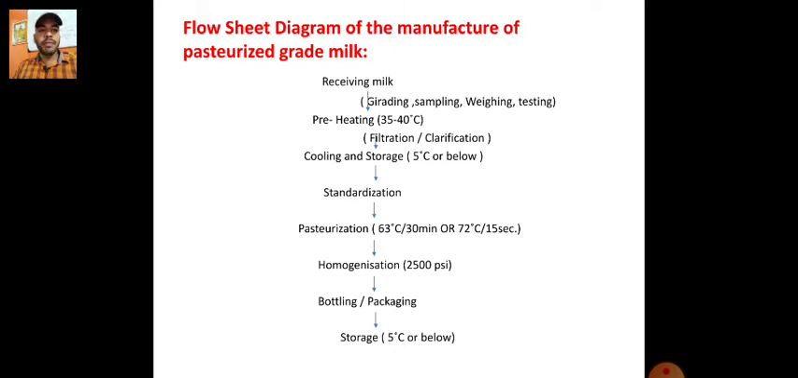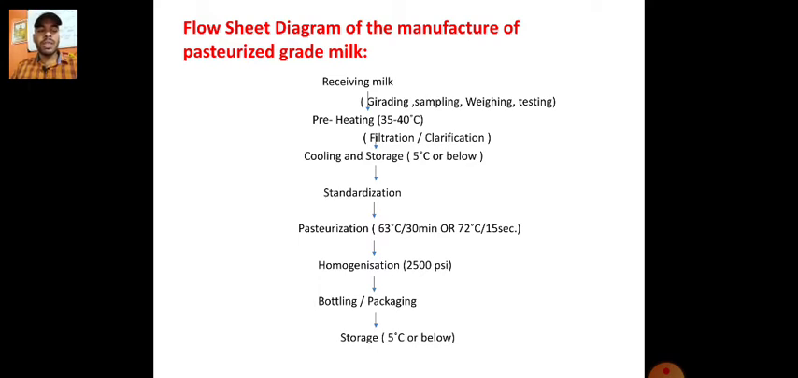Then preheating. This is the technique in which milk is heated up to 35 to 40 degrees Celsius. After that, filtration or clarification is done, and after that, cooling and storage at 5 degrees Celsius. Then standardization takes place. After standardization, pasteurization at two different conditions: the first one is 63 degrees Celsius for 30 minutes, or the second one is 72 degrees Celsius for 15 seconds only.